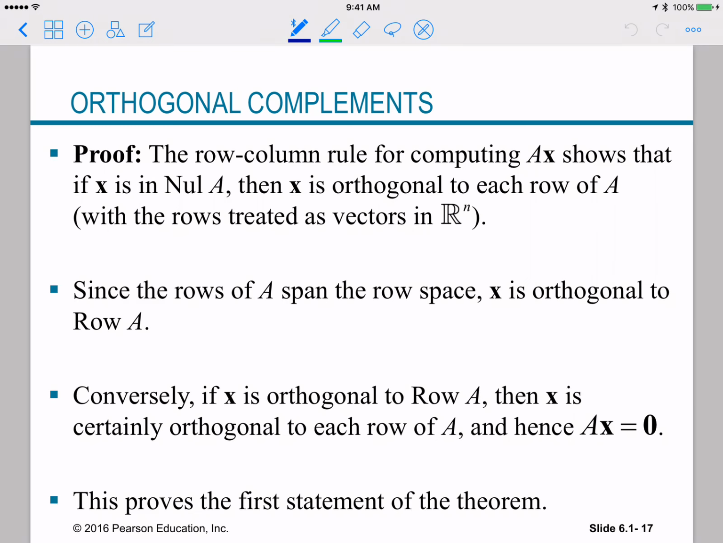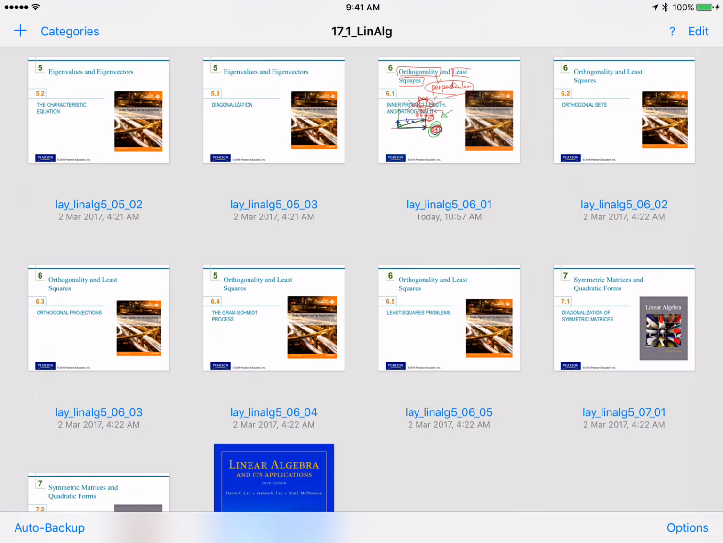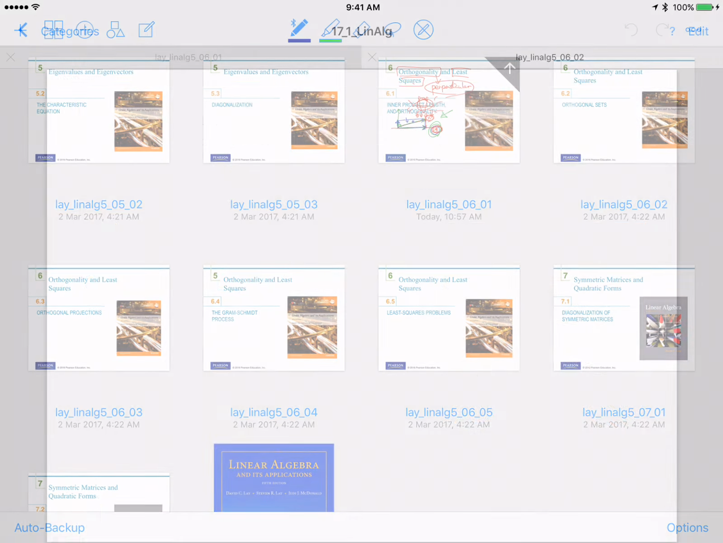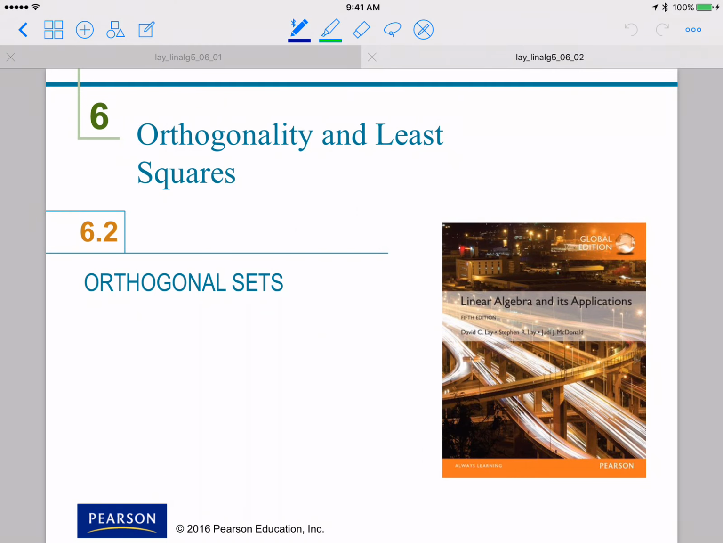Okay, then that's it for the first chapter, chapter 1. Then let's move on to the second chapter, which is called orthogonal set.